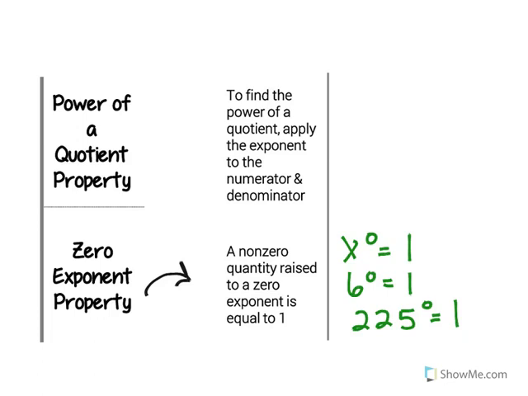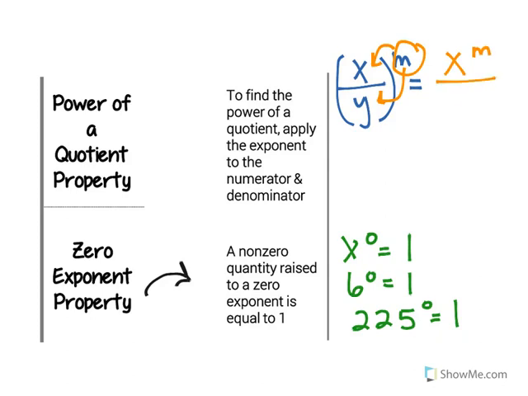Okay, and the next property we're going to talk about is the power of a quotient property. This says to find the power of a quotient, apply the exponent to the numerator and denominator. This is telling us to distribute, so if we're given the expression x over y raised to the nth power, we're going to distribute that n to both the numerator and the denominator. So our simplified expression would be x to the nth power over y to the nth power.